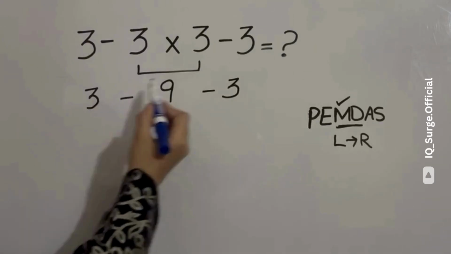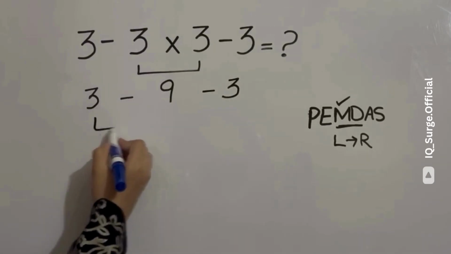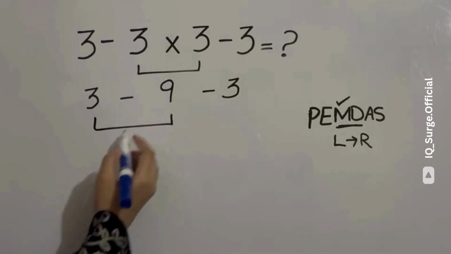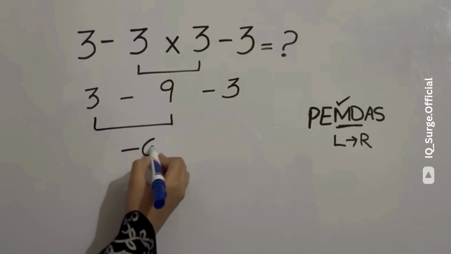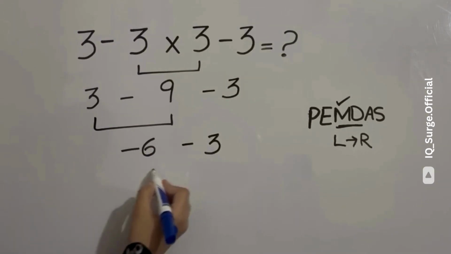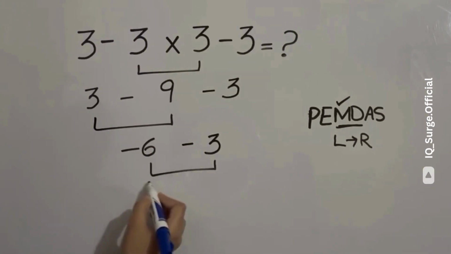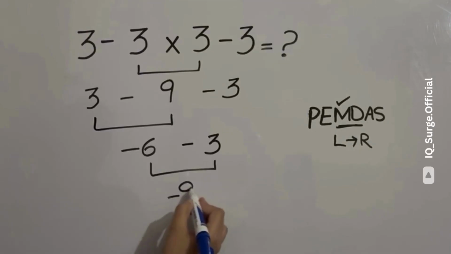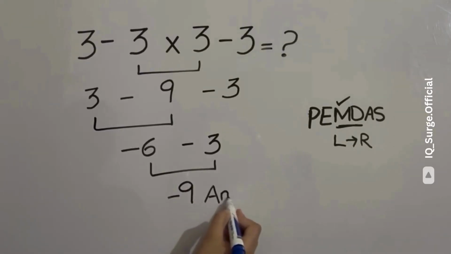Working left to right, 3 minus 9 equals minus 6. And bring down minus 3. And minus 6 minus 3 equals minus 9. So the final answer to this problem is minus 9.